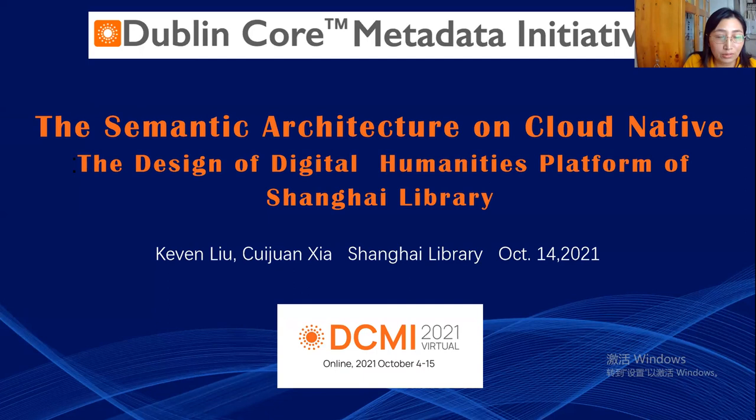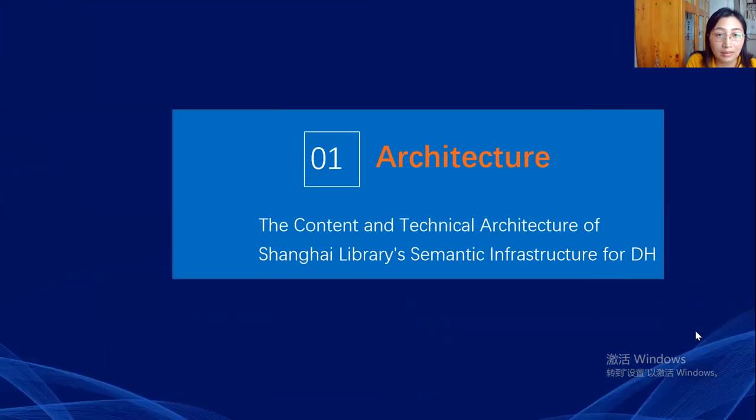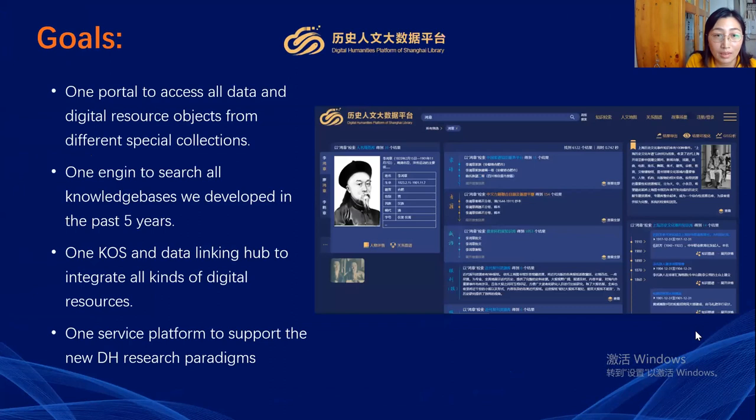Okay, it's my pleasure to talk about the design of the digital humanities platform of Shanghai Library after Kevin. Firstly, the content and the technical architecture. In the past few years, we have transformed the silos of digital library systems into interlinked knowledge bases based on ontology and linked open data technologies. Now we have developed more than 20 knowledge bases with more than 300 million RDF triples, including knowledge bases of entities and knowledge bases of collections.